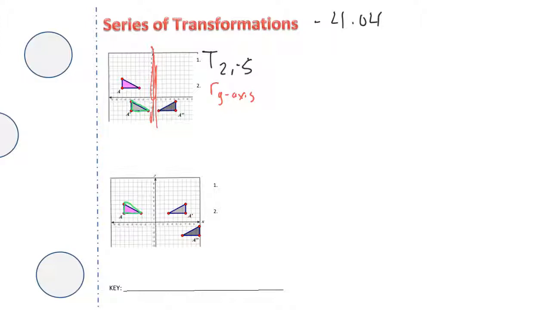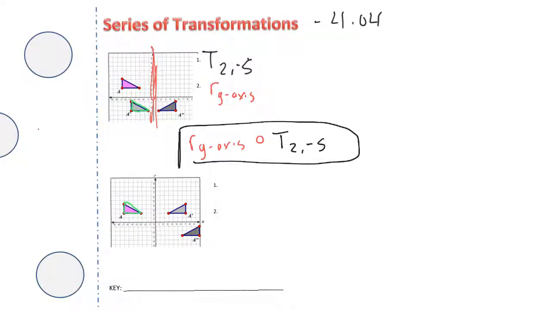And now this is the only part that's a little weird, how we write this. It looks kind of backwards. So we're going to say R, y-axis, little circle, T, 2, -5. It's a combination of these two moves. This little circle symbol really just tells you this is first, this is second.